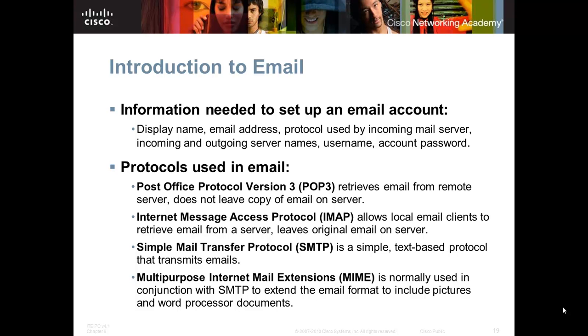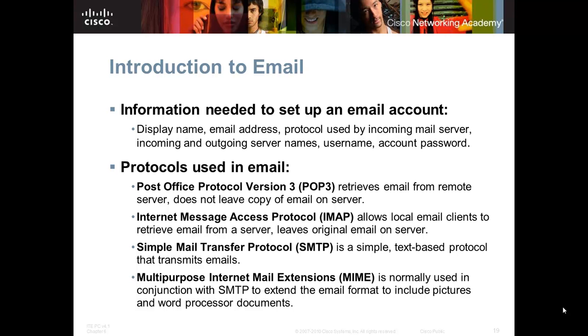Many users like to get email on their mobile devices. You should be familiar with how to set up an email account on a mobile device. Some things that you'll need are the display name, email address, the protocol being used, usernames and passwords. Most protocols are either going to be POP3 or IMAP for the delivery, SMTP for the transfer, and in conjunction with the MIME protocol. The main difference between POP3 and IMAP is that POP3 retrieves the email from the remote server but does not leave a copy of the email on the server. It actually downloads it to the device.